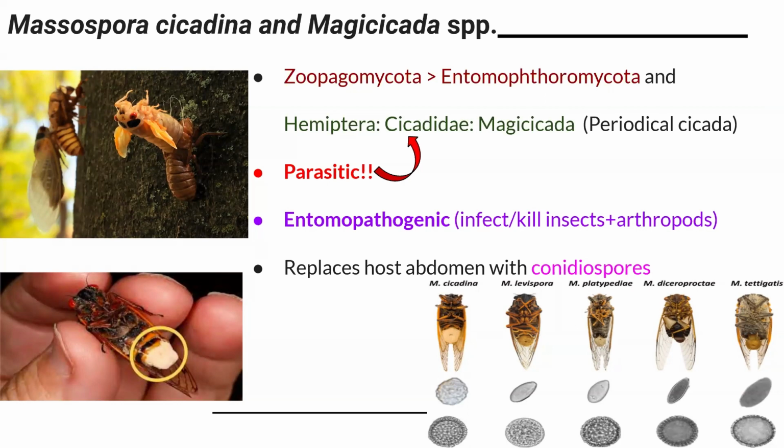It's very interesting. It's actually in the phyla of Zoophagomycota, which is one of the ones we learned about before, formerly known as Zygomycota. And the subphyla is also called Entomopathoromycota. It is known as an entomopathogenic fungi, which means it kills and infects insects and arthropods. And one really interesting thing about it is that it actually replaces the host abdomen with conidiospores, which will be very interesting in how it continues its life cycle.